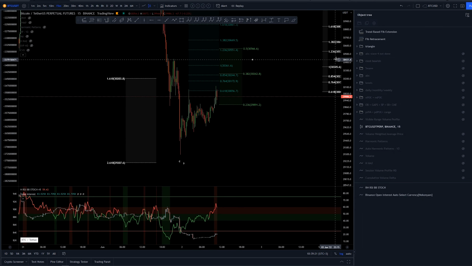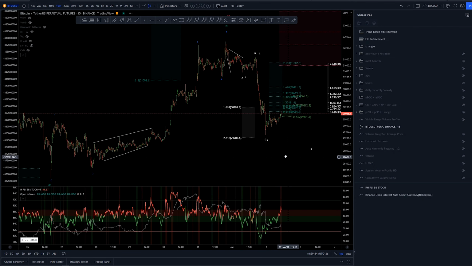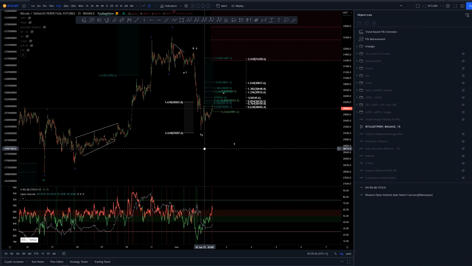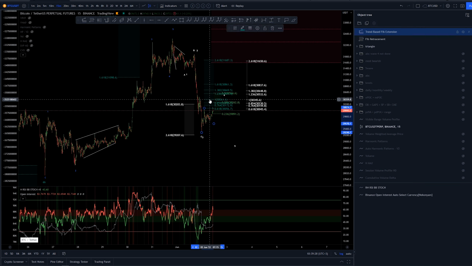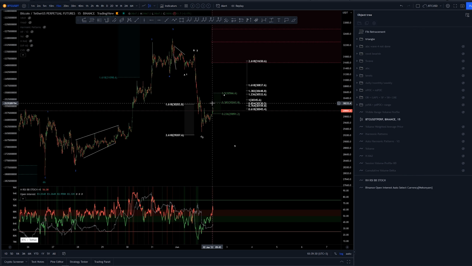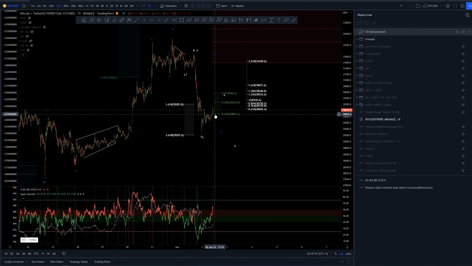But that is pretty much everything I wanted to share on Bitcoin. Multiple scenarios still playing out and still possible. Take shorts and longs as you wish, but make sure you have good risk management. That is the key to winning trades and winning in trading in the long term.